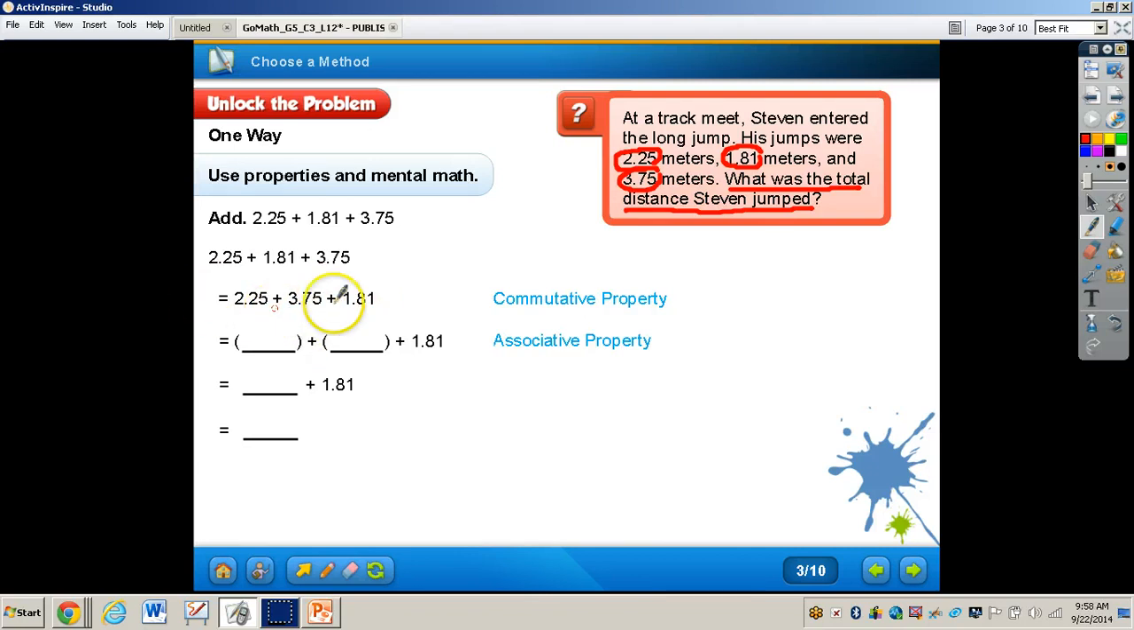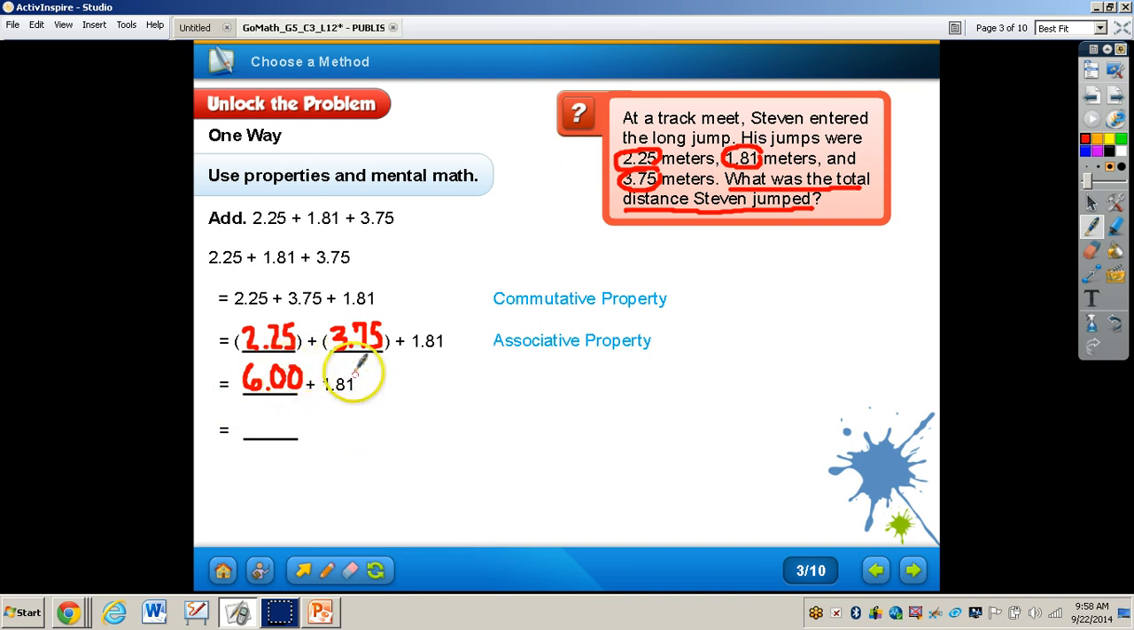Okay, so let's say, for example, it's easier to add 2 and 25 hundredths to 3 and 75 hundredths. We can do that first. Okay, so we have 2 and 25 hundredths plus 3 and 75 hundredths is going to give us 6. And then we can add that 6 to 1 and 81 hundredths.